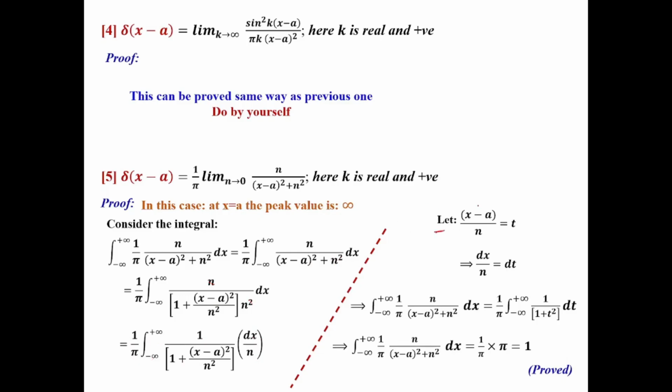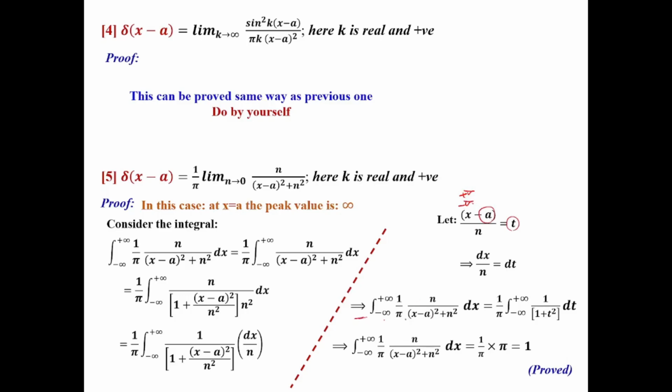Let us consider x minus a by n is your t. So that implies dx by n equal to dt. Just substitute, and the limit will be the same. Here you can see, if I put minus infinity, t will also be minus infinity. If I put plus infinity, plus infinity minus a is a small value, so t also will be plus infinity. So the limit is not going to change. So the limit will be minus infinity to plus infinity.